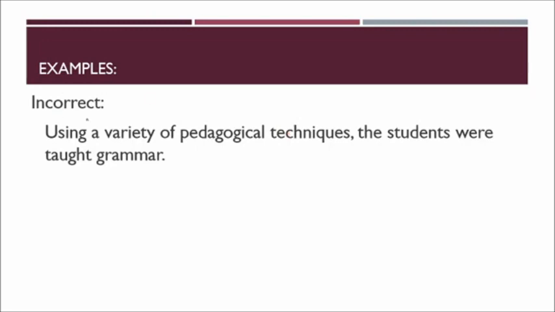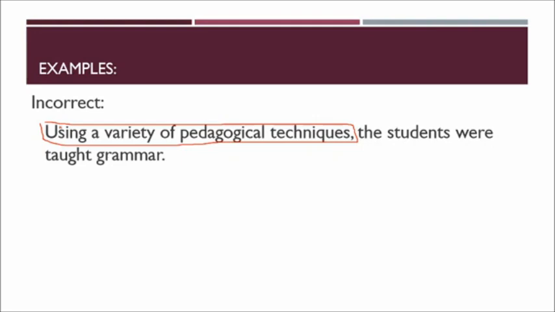For sentence 1, "using a variety of pedagogical techniques." Obviously, this is the modifying phrase here. The students were taught grammar. If we are going to ask, who is using a variety of pedagogical techniques? Is it the students or someone else? So technically, this is hanging. This is a hanging sentence because there is something lacking.